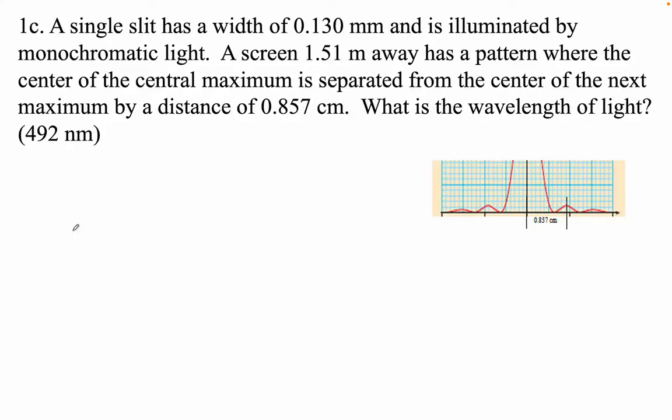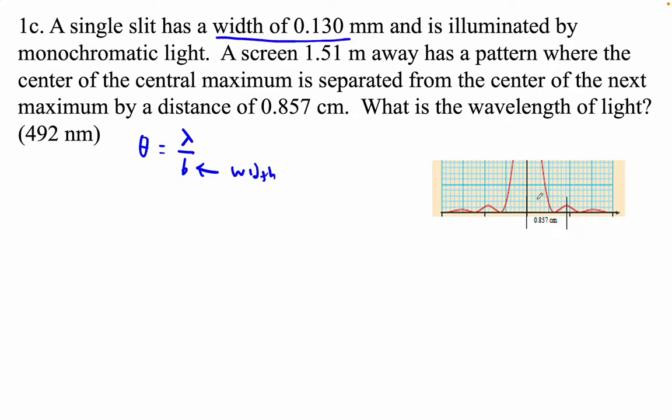A single slit has a width of 0.13 millimeters, okay? The data packet says that it has this formula for diffraction: theta is lambda over b, where b is the size of the opening, and that works. We can work with that, right? So that's the wavelength, that's the size of the opening, the width of the slit. Right.